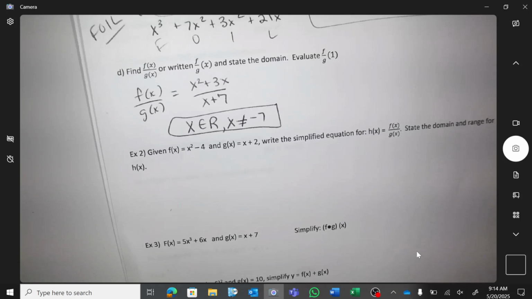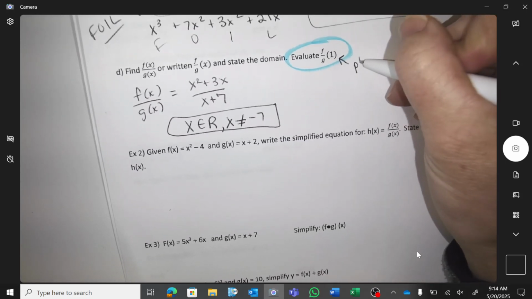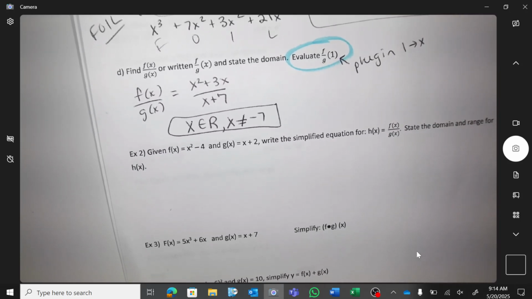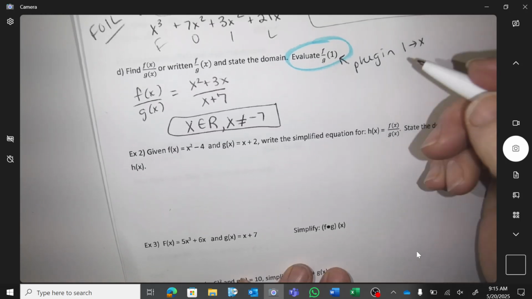And this is a new one. What does evaluate f divided by g of 1 mean? What does this mean to you when you see that? Plug in 1 for x. That's all you're doing. Okay? So we've seen a lot of stuff in the past where it's like f of 5. It just means plug in 5.